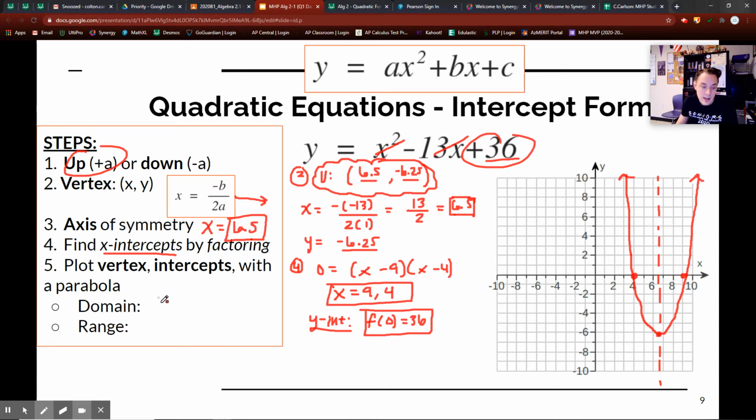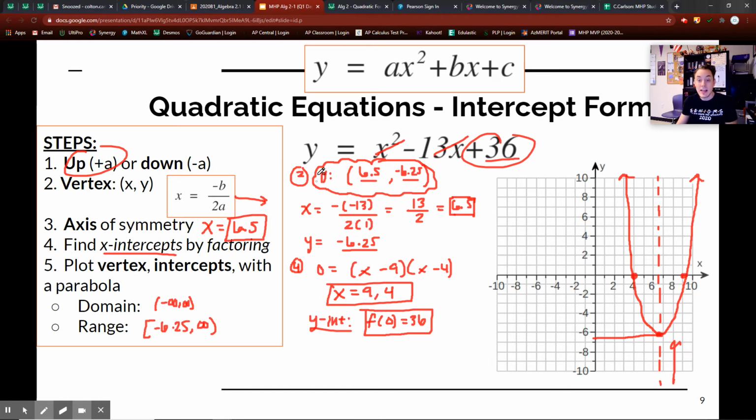What's my domain? My domain is negative infinity to positive infinity. What's my range? Since there is a min here, when I go bottoms up, I look at that value, and that value is just the same as the y-coordinate of my vertex, which is negative 6.25, and then all the way to positive infinity. Okay? It does have a min at x equals 6.5.